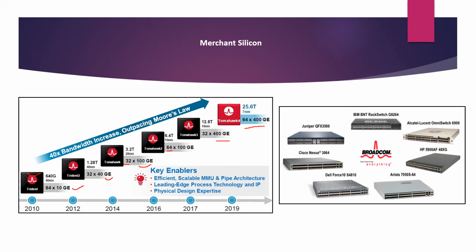A term called merchant silicon is basically the same chipset that can be used with most of the vendors. So if you go and purchase switches, you might find it's the same chipset being used by most of the vendors. Juniper, IBM, Alcatel, HP, Arista, Dell, even Cisco, they are based on merchant silicon, and the same chipset can be used with most of the switch models. It depends on what kind of capacity you want to buy, whether you want to go for 10 gig or for 400 gig.